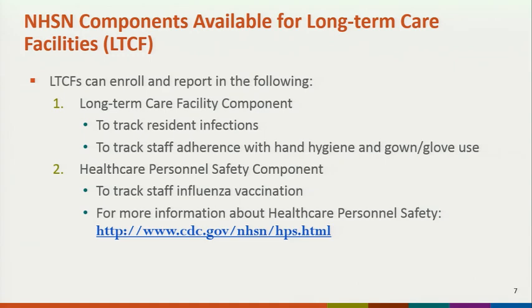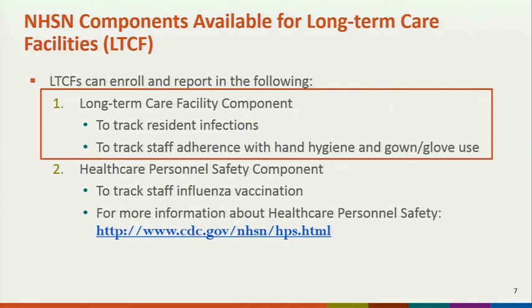Long-term care facilities have two components in which they are able to enroll and report out of. We have the long-term care facility component and then the healthcare personnel safety component. The long-term care facility component allows facilities to track resident infections and also track adherence to hand hygiene and gown and glove use in the facility. The healthcare personnel safety component allows the surveillance of staff influenza vaccination. Today, I will focus on the long-term care facility component.